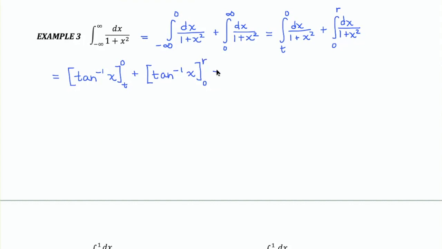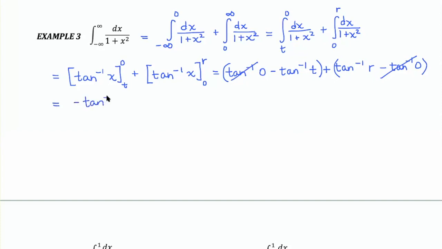Now substitute the values using the fundamental theorem of calculus. At this point, notice I have the inverse tangent of 0, and then at the end, take away that value. So these two are just going to cancel each other out, and I'm left with the negative inverse tangent of t plus the inverse tangent of r.